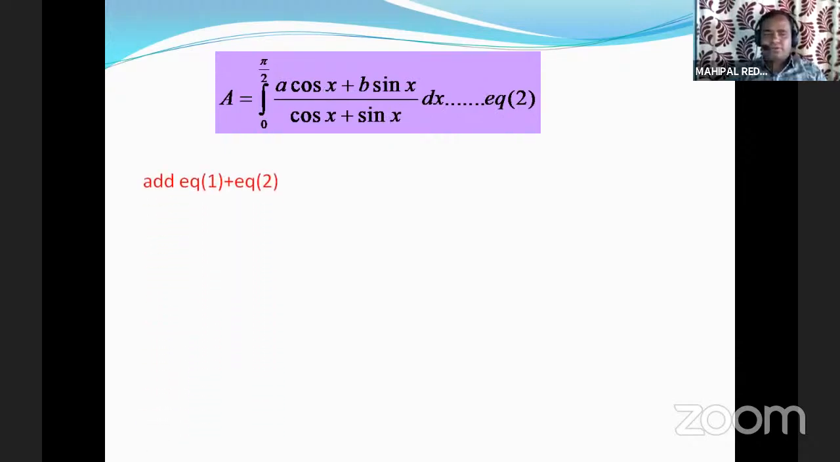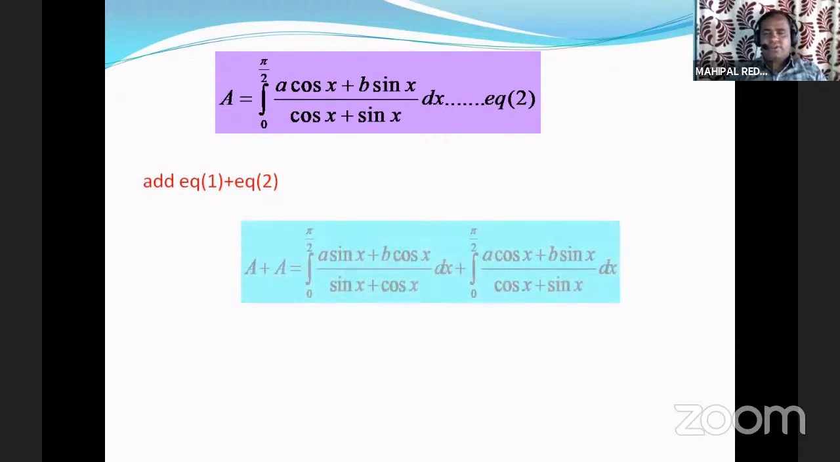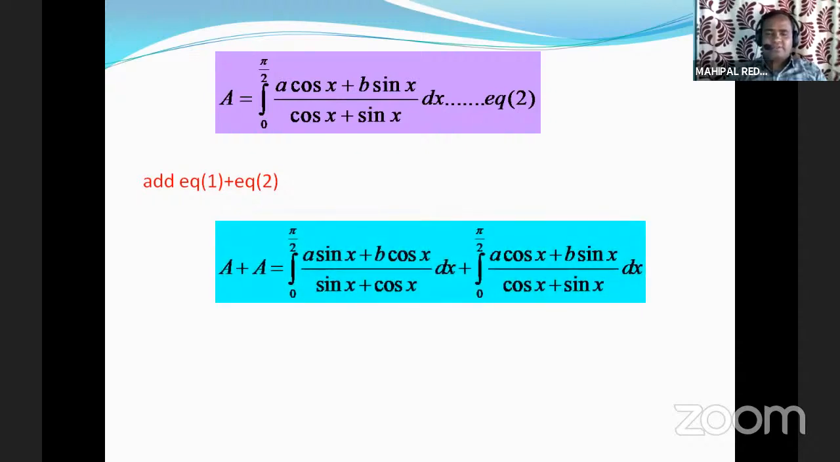So what we have to do is add equation 1 and 2. What are equations 1 and 2? Left side values are both a and a. Therefore, a plus a. And right side values equal integration 0 to pi by 2. Equation 1 is (a sin x plus b cos x) by (sin x plus cos x) with respect to the x variable. And equation 2 is integration 0 to pi by 2 of (a cos x plus b sin x) by (cos x plus sin x).